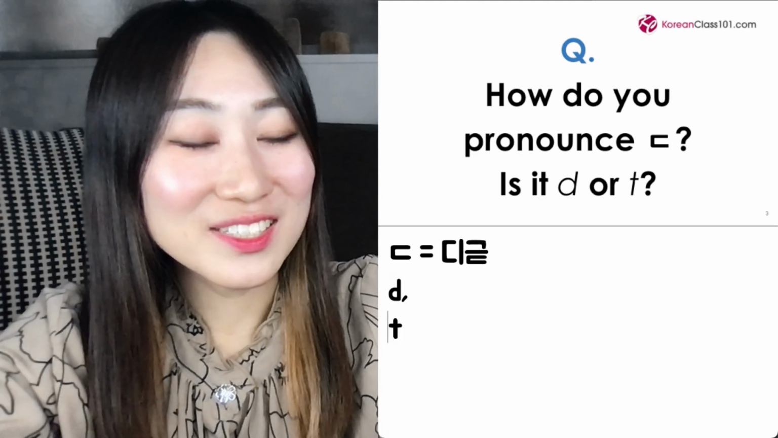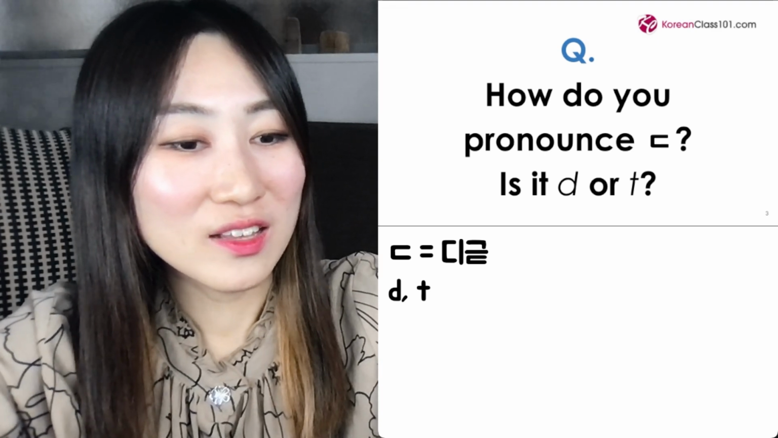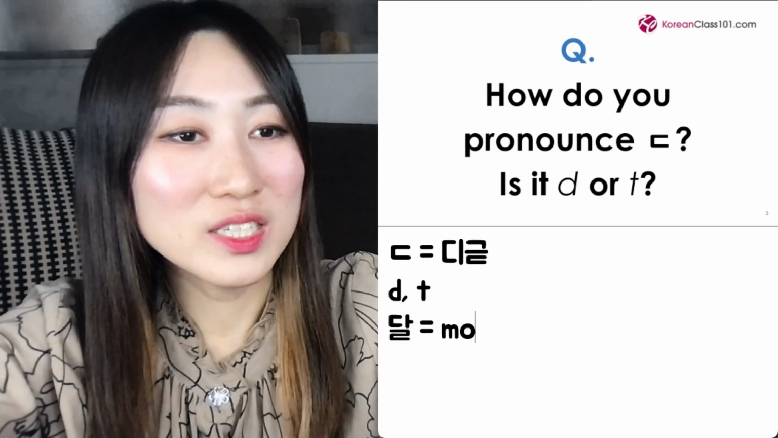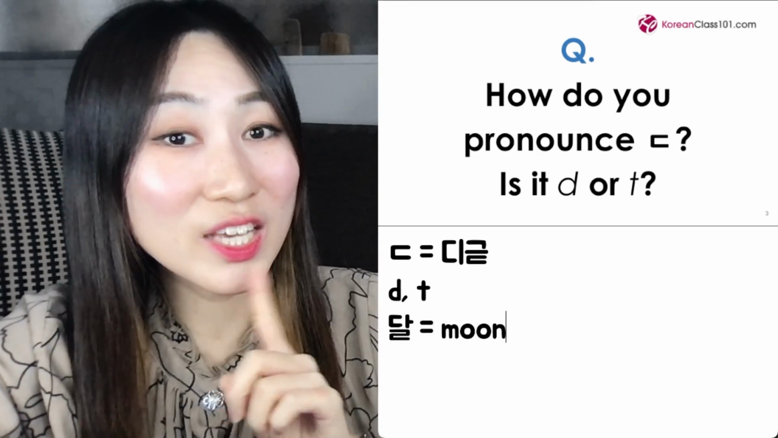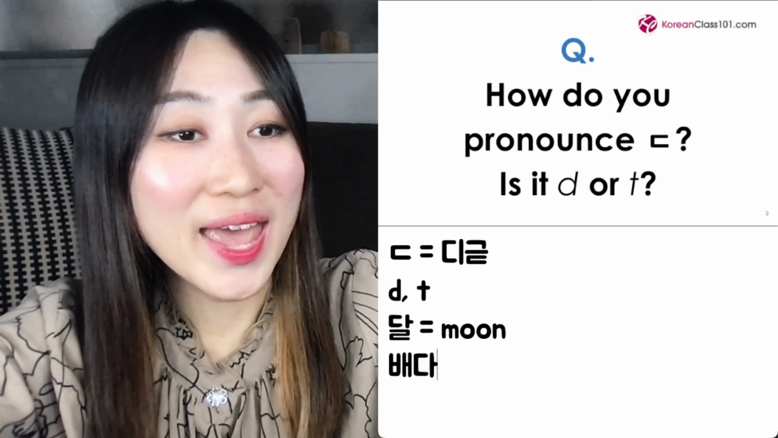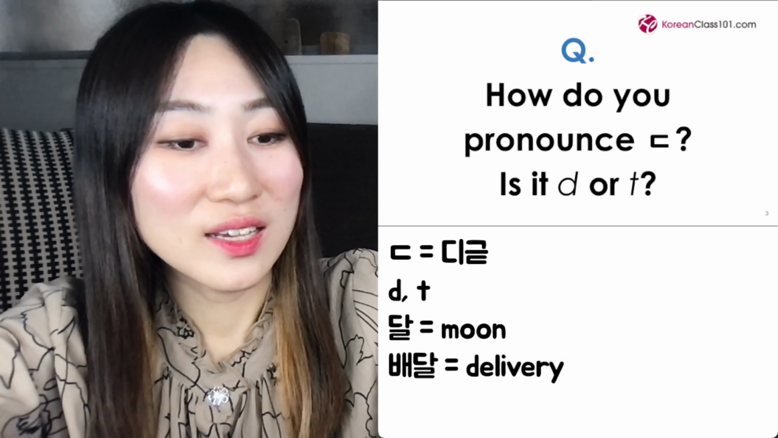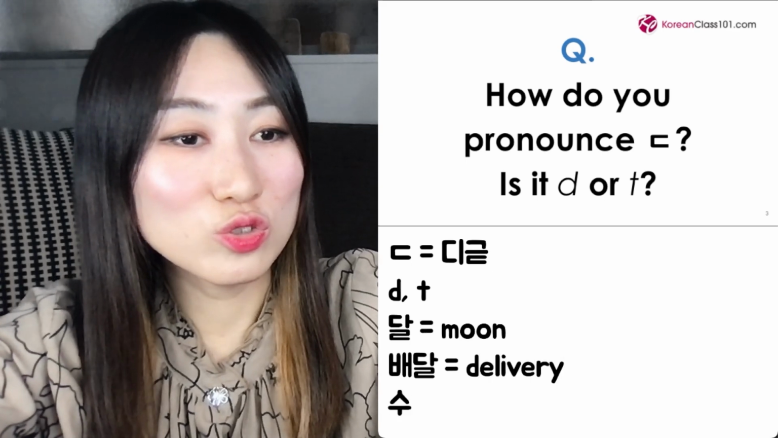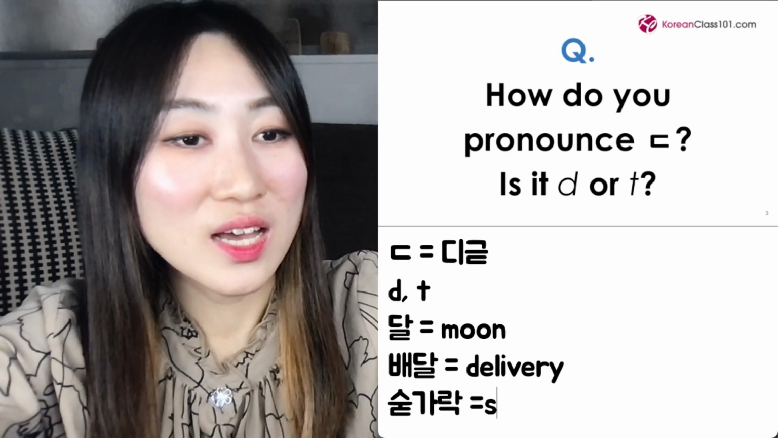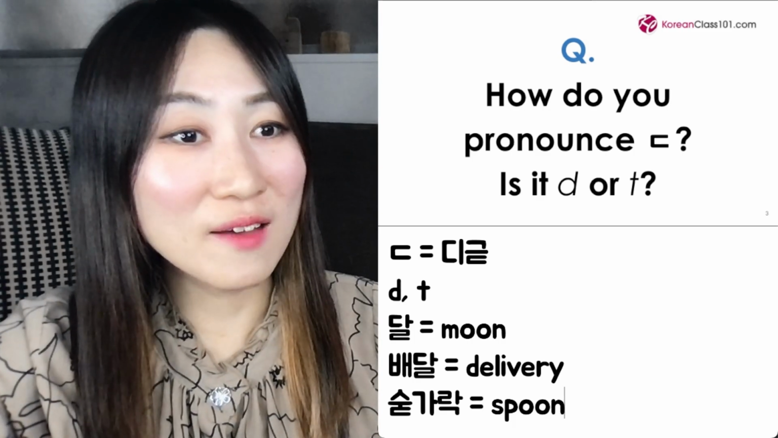So here are some examples. Then I have this word, 달. It means moon. Please listen carefully to my pronunciation. Next word that I have is this, 배달. It means delivery. Next we have 숟가락. It means spoon.